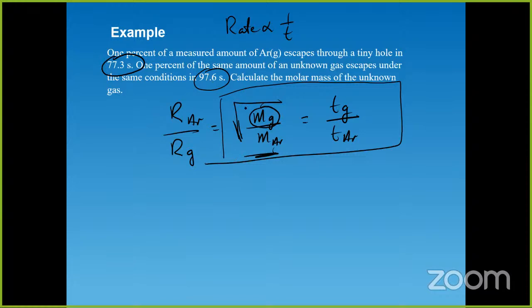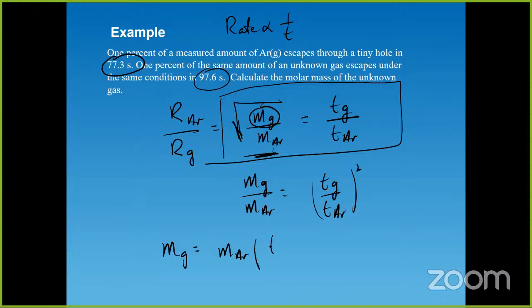So the first thing I'll try to do is get rid of the square root sign. And how do we get rid of the square root sign in math? We square both sides, right? So when I square both sides, I'm going to get the mass of the unknown gas divided by the mass of argon, and that would be equal to the time of effusion of the unknown gas divided by the time of effusion of argon, all of that squared. And then to get the mass of the unknown gas on one side, that would be equal to the molar mass of argon times the time of effusion of the gas divided by the time of effusion of argon, and then all of that squared. And then we put the numbers in.